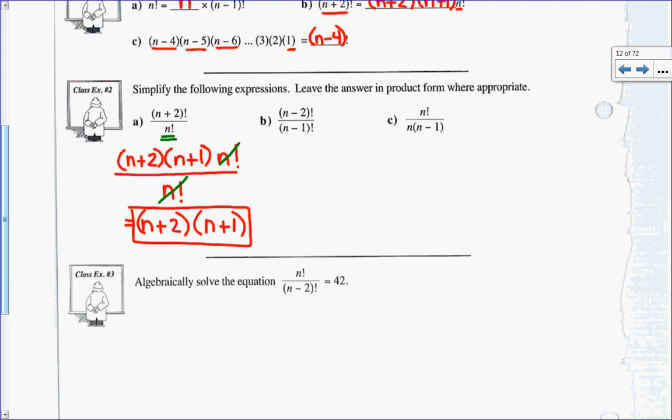Okay, let's try B. We have n minus 2 on the top, and we have to keep expanding that until it matches our denominator on the bottom. You always expand whichever one is the bigger one. You expand it till it reaches the smaller one. Sometimes you'll find your bigger one is on the denominator in the bottom. So that's the one you would expand. The larger value is the one you start by expanding.